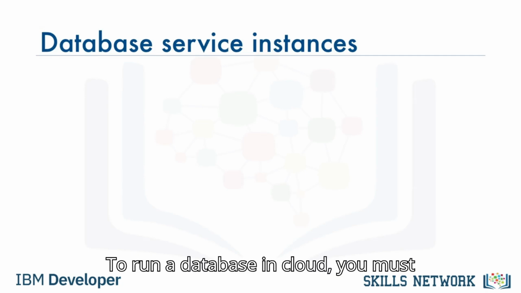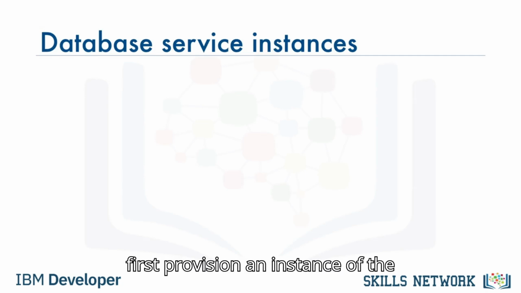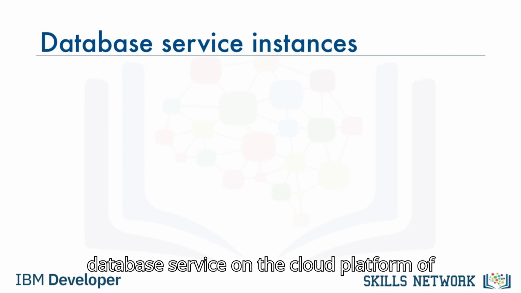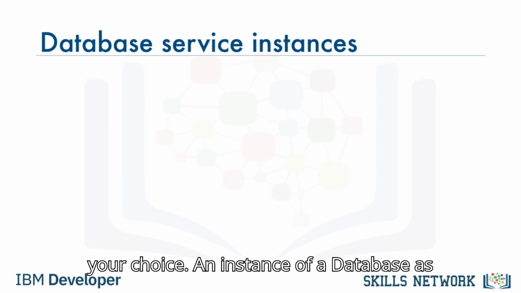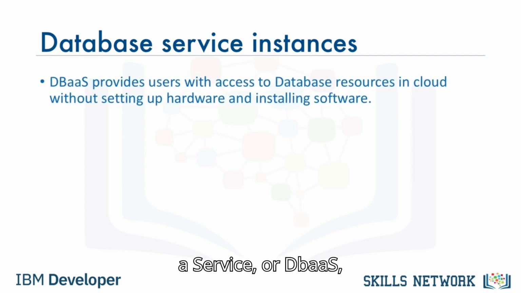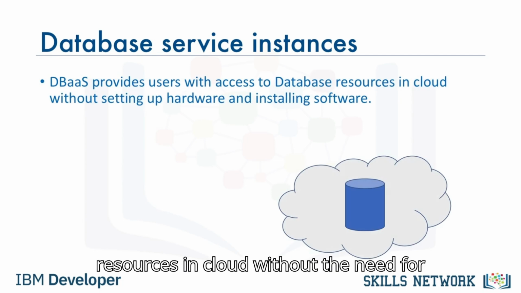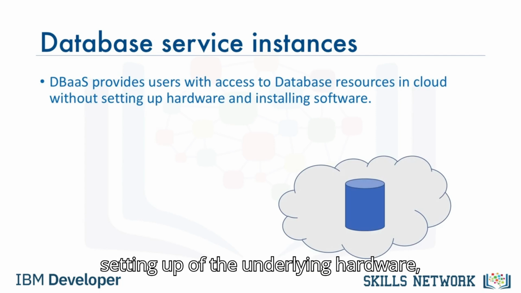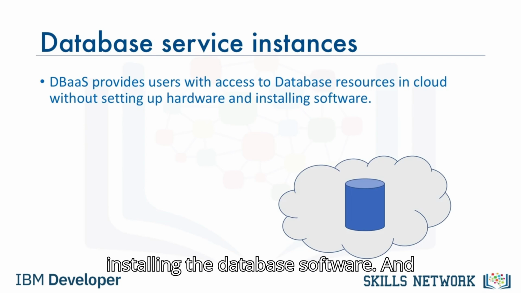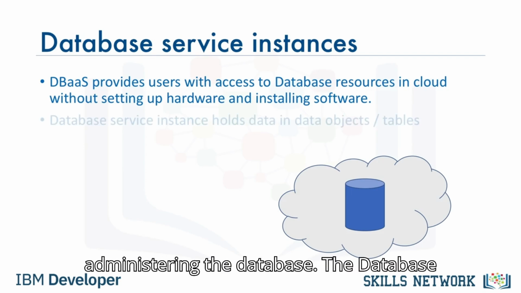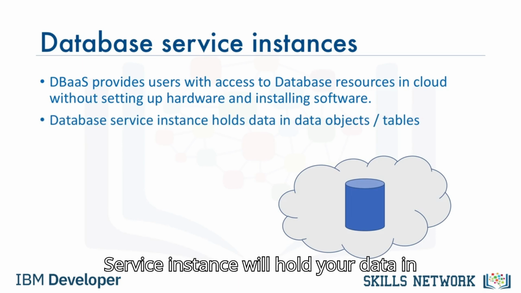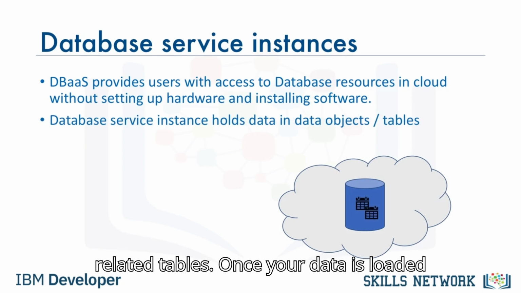To run a database in cloud, you must first provision an instance of the database service on the cloud platform of your choice. An instance of a database as a service, or DBaaS, provides users with access to database resources in cloud without the need for setting up of the underlying hardware, installing the database software, and administering the database. The database service instance will hold your data in related tables.